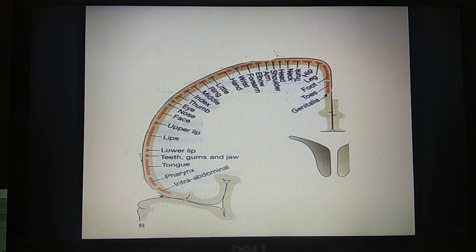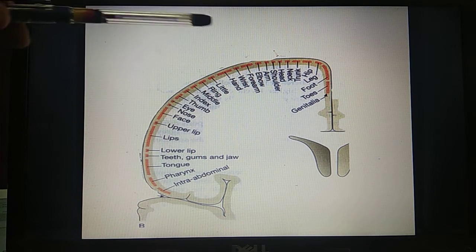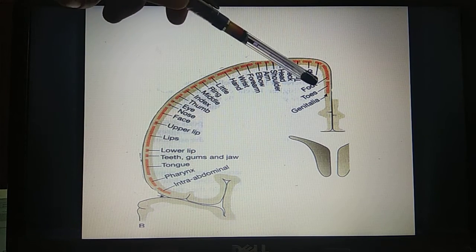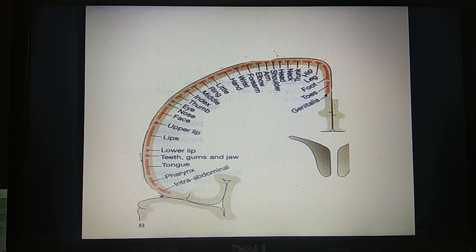Now this is a very important concept. From the thalamus, fibers go to the cortex. Now in the cortex, you can see here I have shown a piece of sensory cortex, and all the parts of the body are written out here. You can see genitalia, toes, foot, leg, everything is written here. But you will see the difference now.